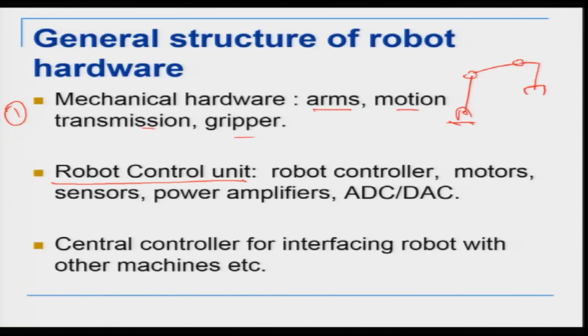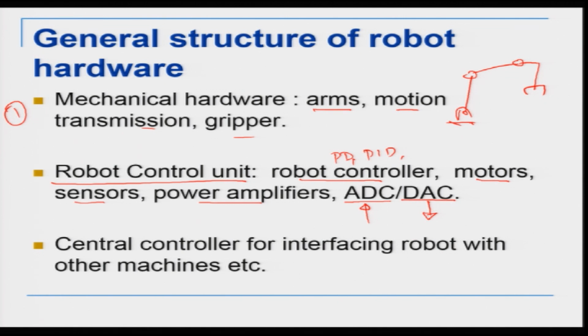So, this is one unit. The second unit is the robot control unit, which essentially consists of the robot controller. The robot controller is the one that is actually controlling the robot. When I say controller, I basically mean the PD or the PID controller, which is controlling the joints of the robot. Then we have actuators, which are motors. Then for feedback closed loop control, we have sensors. Then we have power amplifiers, and then analog to digital converters and digital to analog converters. ADCs and DACs are for taking in analog signals, and for digital to analog conversion, which is the machine giving an analog signal output.